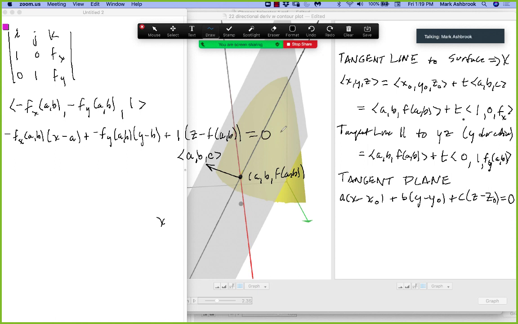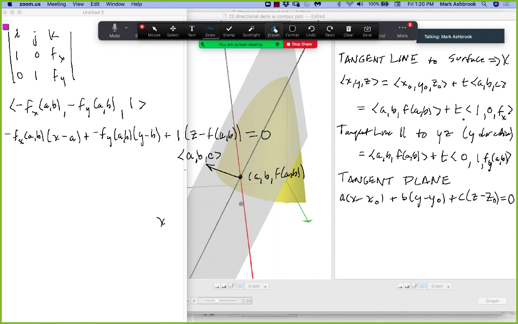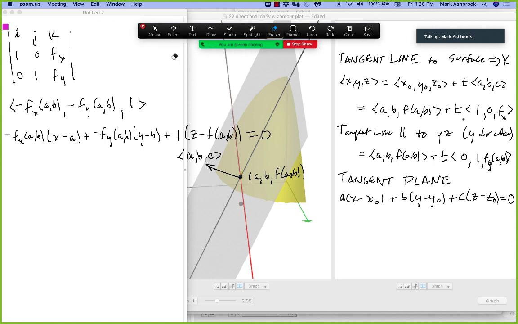So what is this? This is the equation of the tangent plane at the point (a, b, f(a,b)). We got our orthogonal vector, and then we got our point (a, b, f(a,b)). Now I'm going to take this equation of the tangent plane, and I want to solve it for z. I want to get it as a multivariable function, z as a function of x and y. So that means I want to solve for this right here.